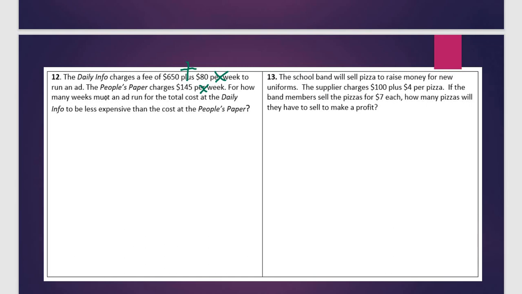So the first thing I'm going to do is look at the first sentence. So in the first sentence, all this goes together. So I'm going to put 6.50 plus 80x. And remember, we want it to be less expensive. So we're going to put less than.